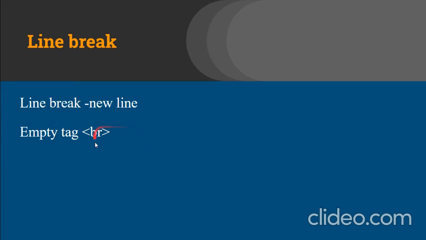Next is the line break tag. This is an empty tag. What is an empty tag? It has only the opening tag. There is no closing tag. When you want to give a new line, you can use this line break tag. So if you want two lines to be left, you can again use the line break tag. This is an empty tag.